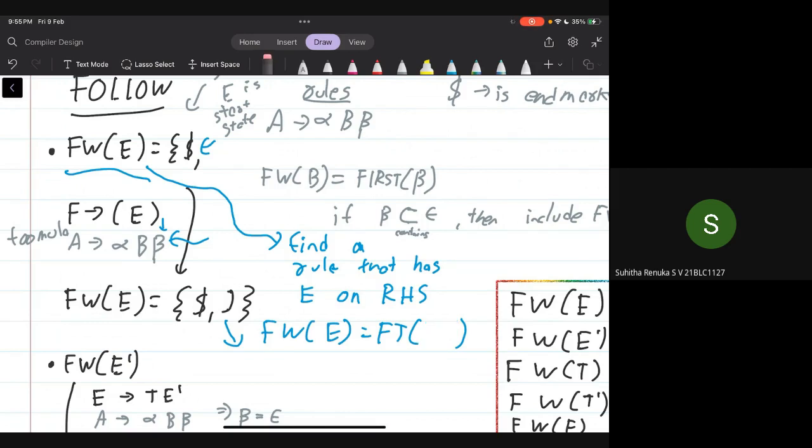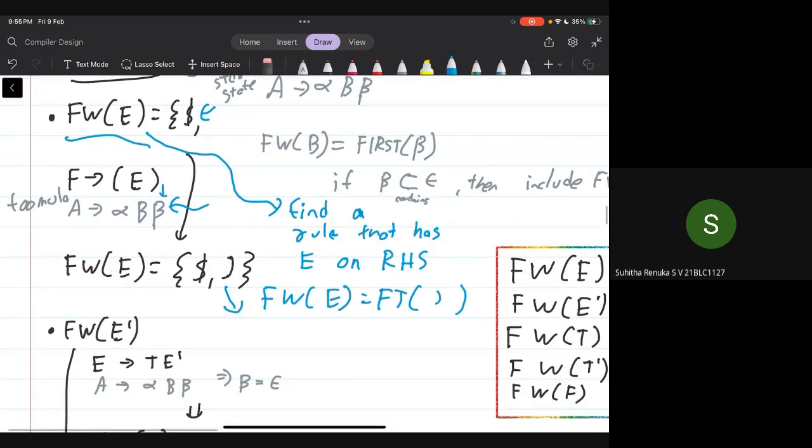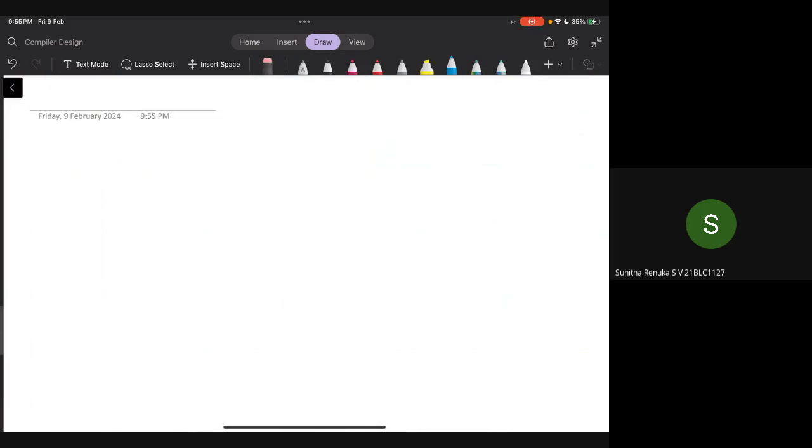This page is so crowded. I'm getting confused a lot. Do it in a different page.